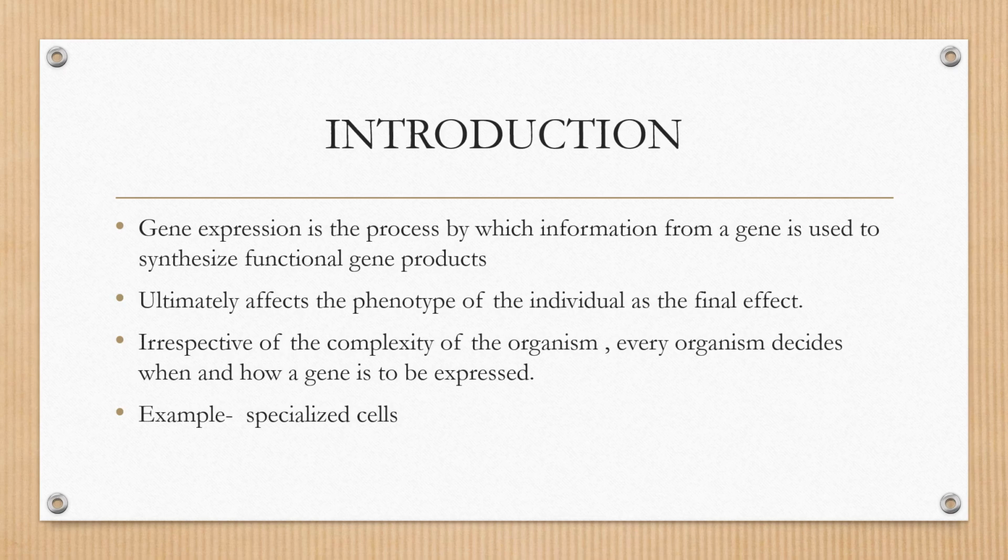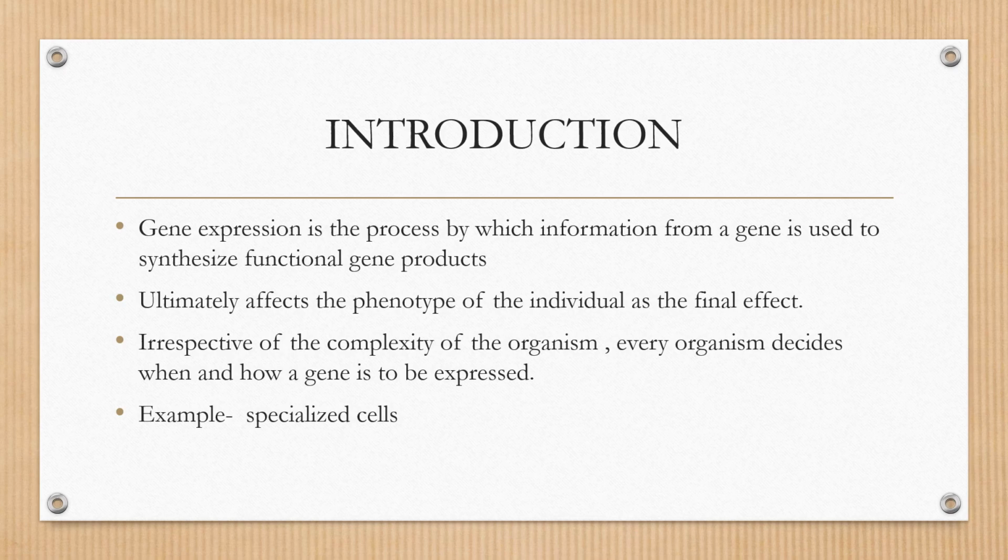Now, irrespective of the complexity of the organism, whether the organism is unicellular or multicellular, every organism decides when and how a gene is supposed to be expressed. One example is your specialized cells. Your specialized cells, as in the cells in your heart and the cells of your liver, have different functions. Though the genetic makeup is the same, still they have different functions. This is because there are certain genes which are expressed in your liver cells which are not expressed in your heart cells, and it works vice versa also.